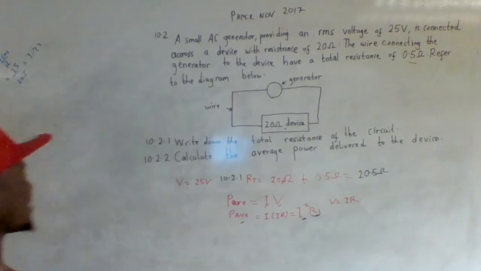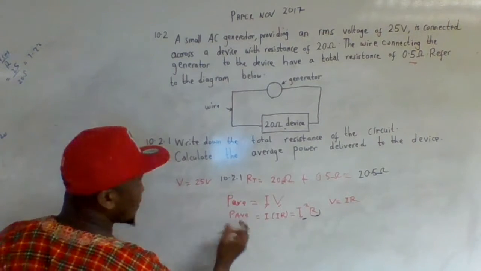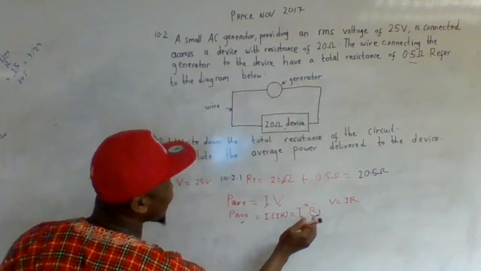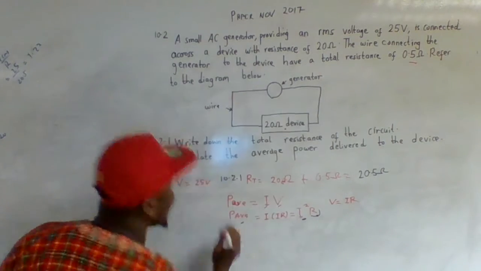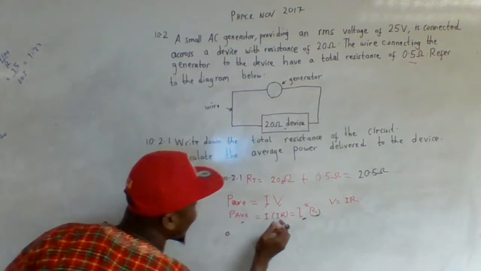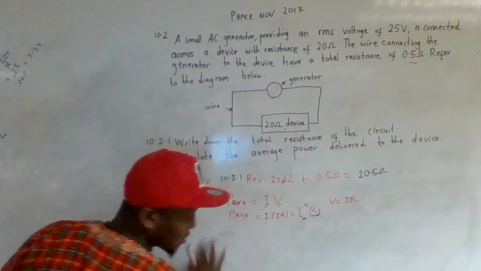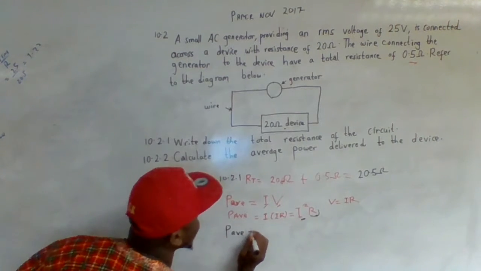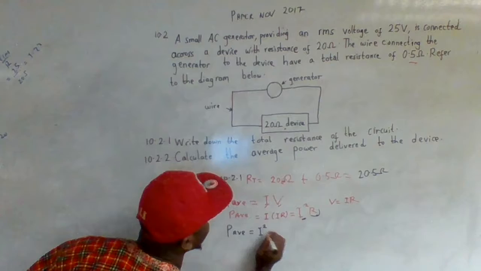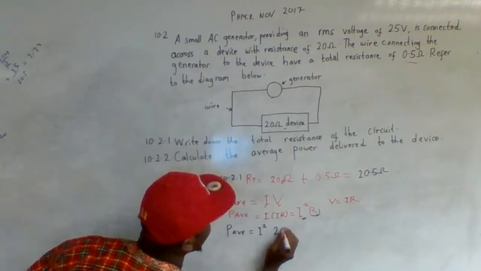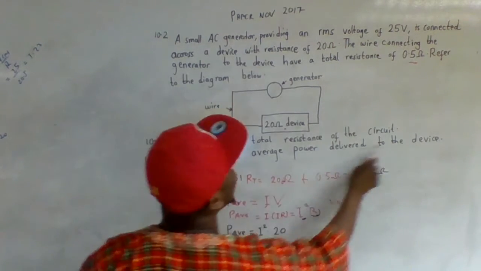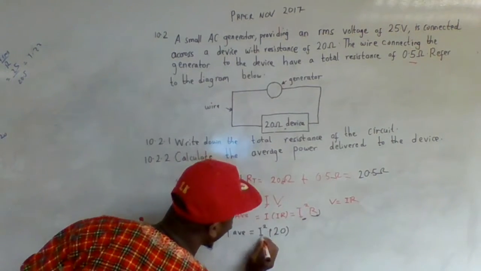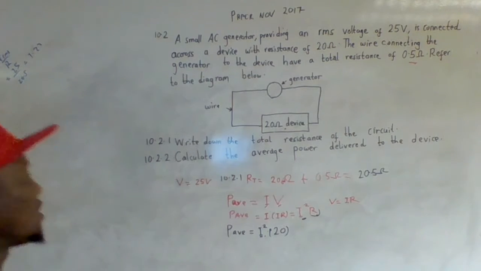To get the current is easy, man. For me to get power, I need to have a current. The resistance is 20, but I don't have the current which is going to be in the device. If I say power average equal to current, which I don't have, times resistance equal to 20. But why don't I take 25? Because I want the average power delivered to the device, so the resistance is going to be 20, which is in the device. Okay, so the problem now is I don't have a current. So let's get a current, man.